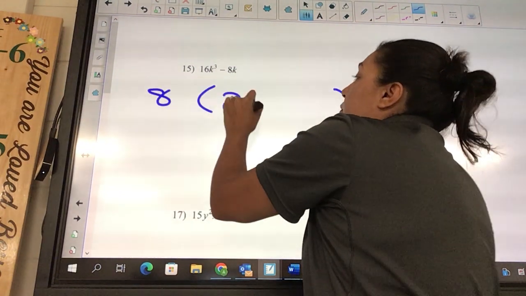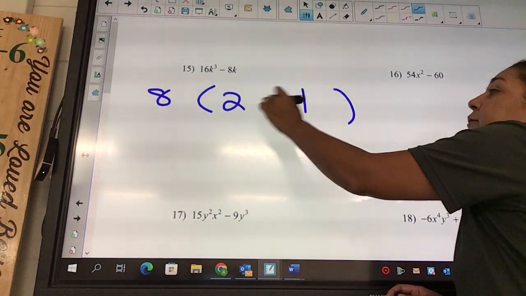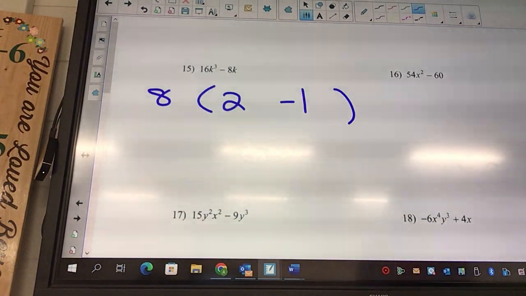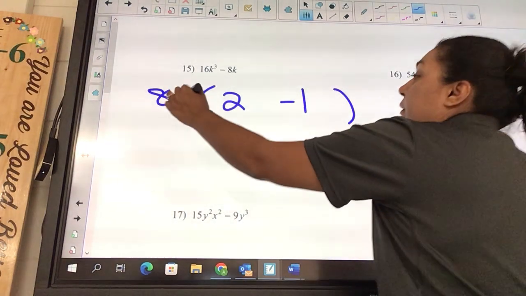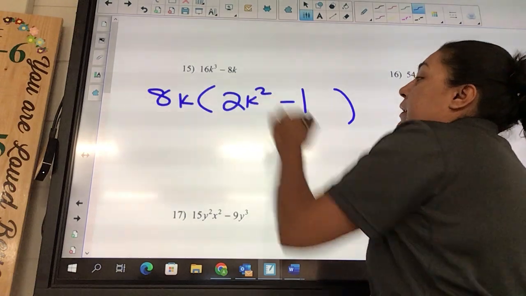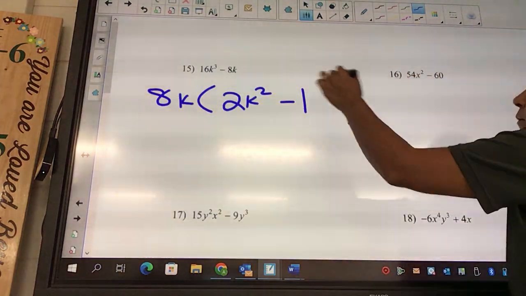We're going to get a 2 and a 1, and drop your signs. How many K's can get pulled? A 1. How many is the first guy going to have left? 2. Second guy? None.